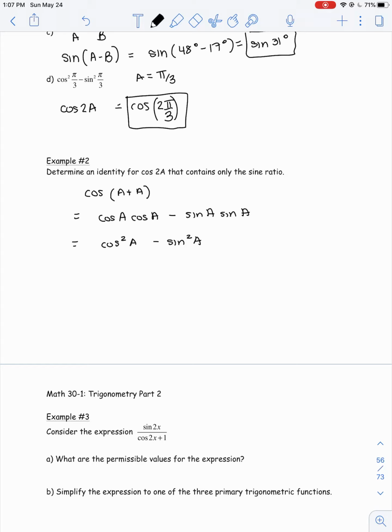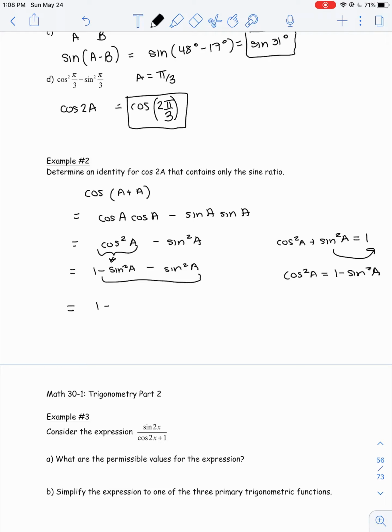From our Pythagorean theorem identities, we know that cos squared A plus sine squared A equals 1. And then we can move this over, so cos squared A could be replaced with 1 minus sine squared A. Instead of cos squared A, we're going to write 1 minus sine squared A. That's going to replace this right there, and minus sine squared A. Now there are 2 of these that we can simplify and write it as 1 minus 2 sine squared A.